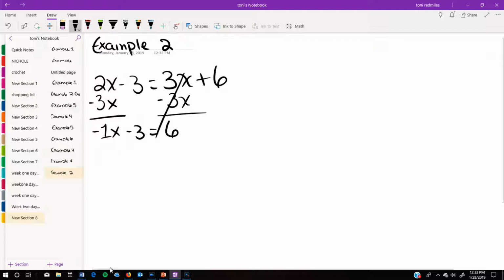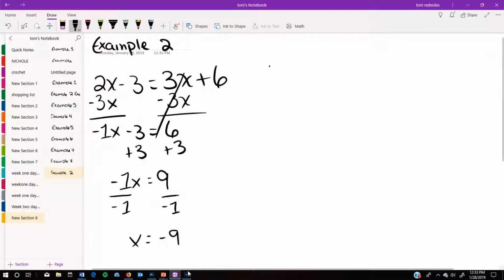Okay, this looks like what I know. Look for adding and subtracting. I have the 3 being subtracted, so I have to add it. Now I have a negative 1x equals 9. The negative 1 is being multiplied to the x, so I'm going to divide both sides by it. All that does is turn the 9 negative because it's a negative 1. And my answer is negative 9.